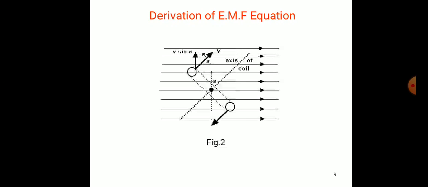How can we derive the EMF equation? The figure shows the generation of the EMF. How is it generating? The x-axis is there, and a uniform magnetic field is there. In that, we have the conductor rotating. Whenever the conductor moves in a magnetic field, EMF is generated. You can see the direction of flux there.